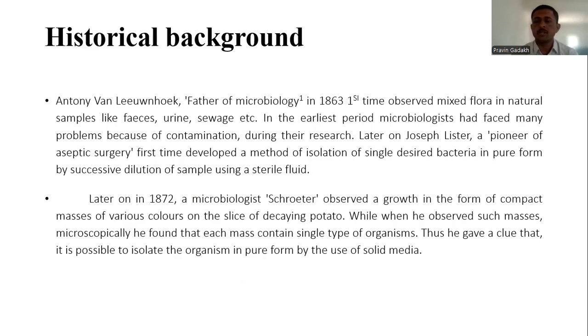When Antonie van Leeuwenhoek observed different types of organisms, he gave the first proof that microorganisms are present in different samples. After that, researchers were unable to grow or isolate that particular organism. They observed multiple organisms at different generation times, showing multiple colonies on a particular media. So it was quite difficult to isolate and study a single type of organism.